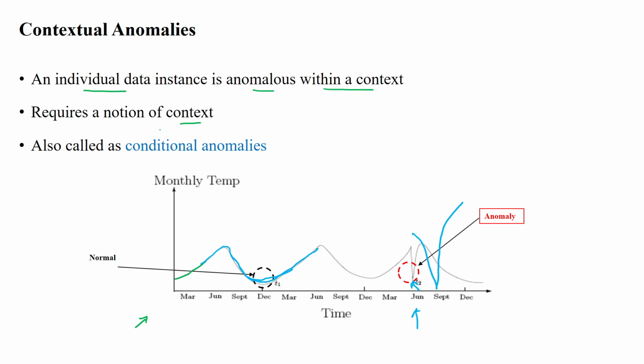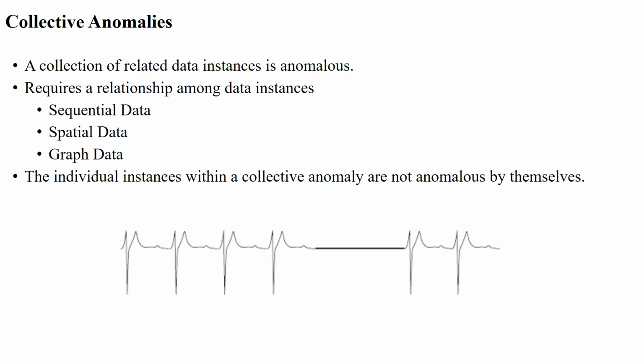So here the data point should have a notion of context. In that particular context, this drop is called an anomalous temperature, an abnormal temperature. This is called conditional anomalies, which is another name for these anomalies. Collective anomalies are related data instances in the given data points.